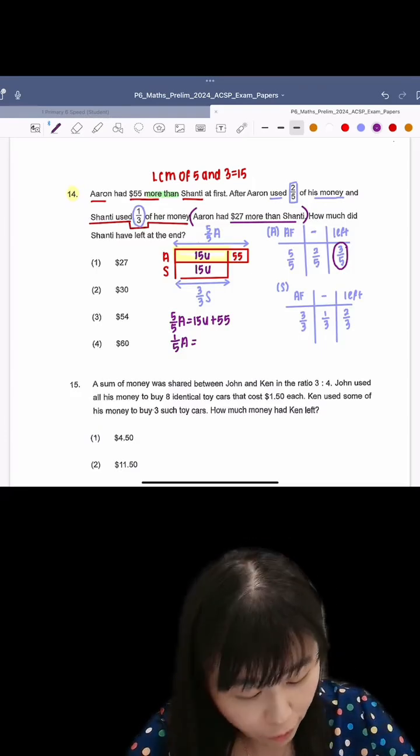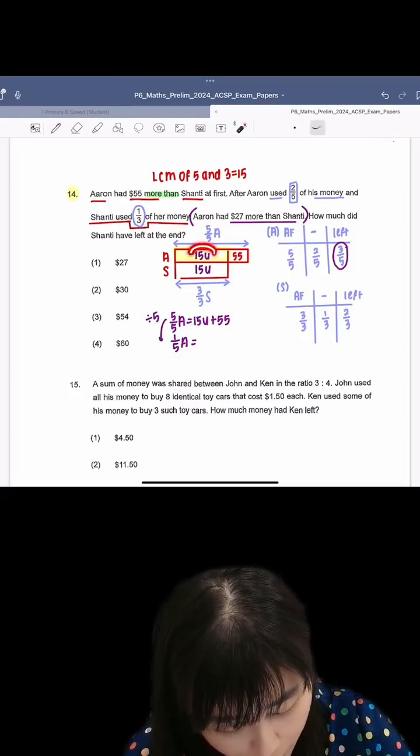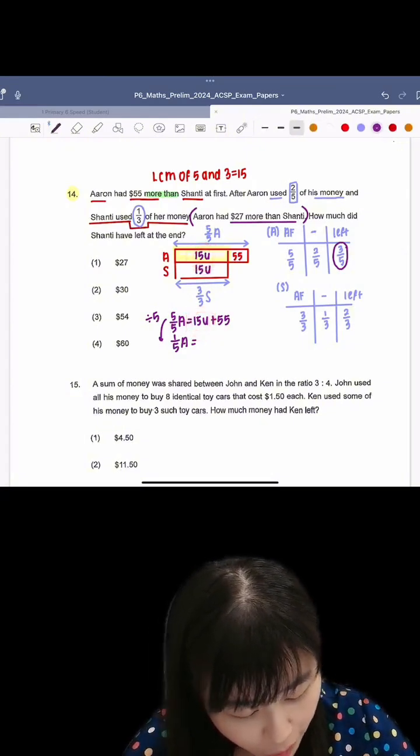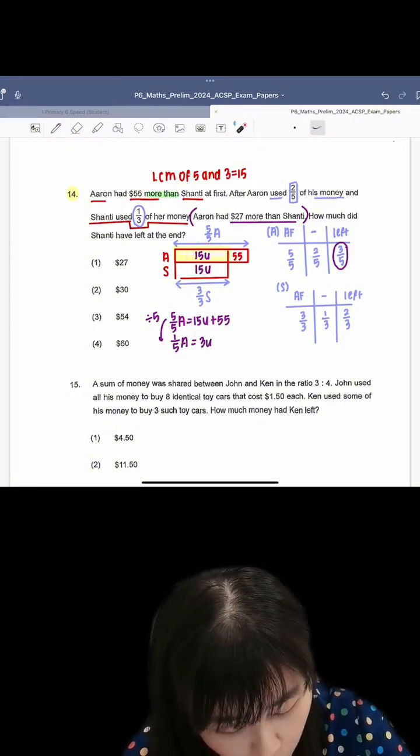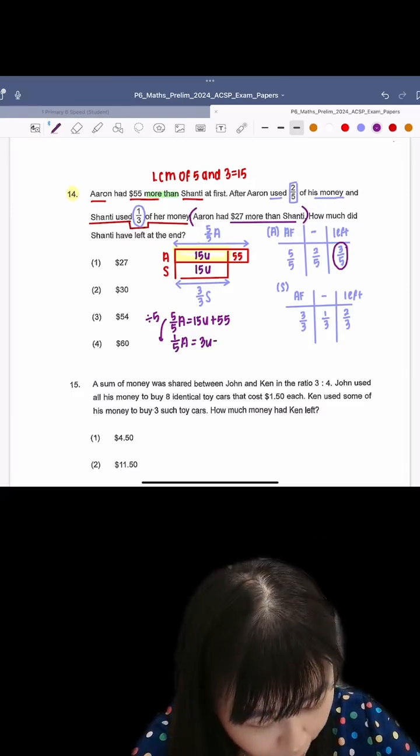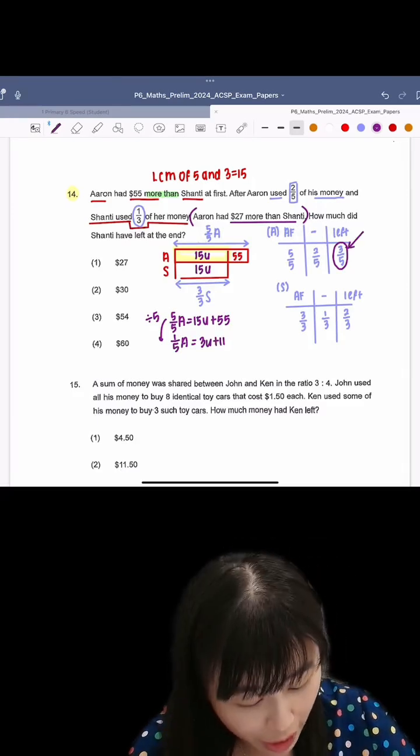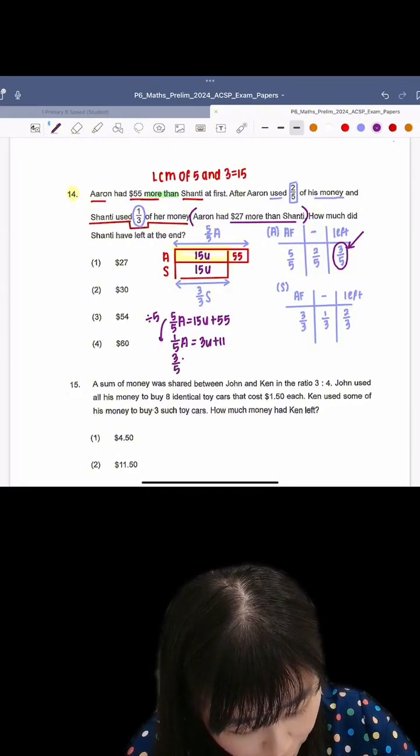So to find 1/5, everything must divide by 5, which also means this one must divide by 5. 15 divided by 5 is 3. This one also must divide by 5. 55 divided by 5, that's how you get 11. And then what is left in the end is 3 out of 5, so 3 out of 5 of A.